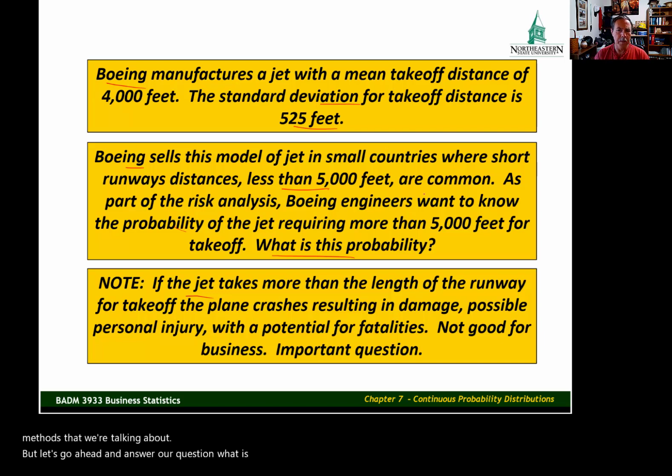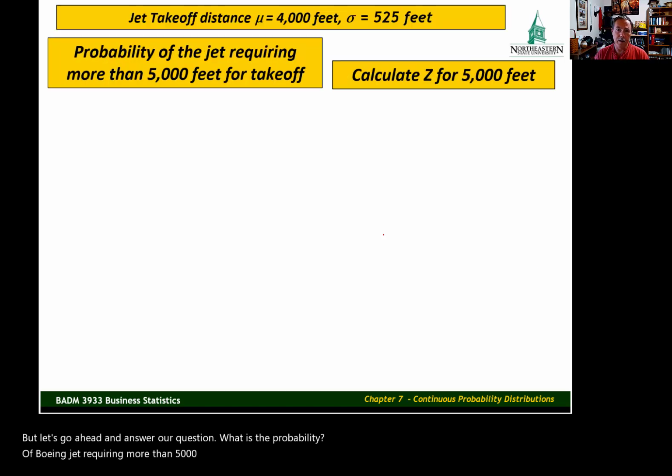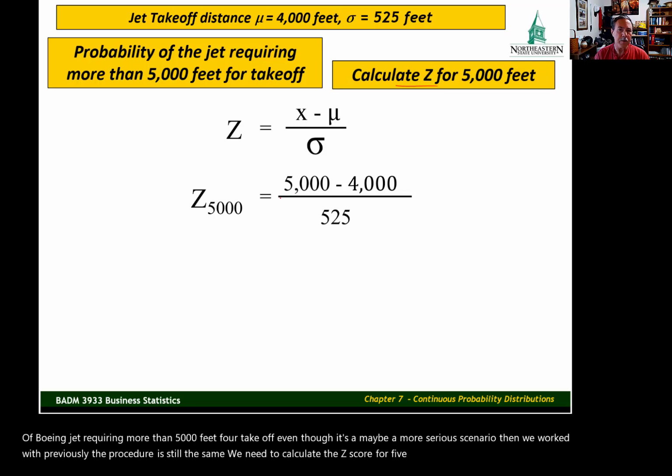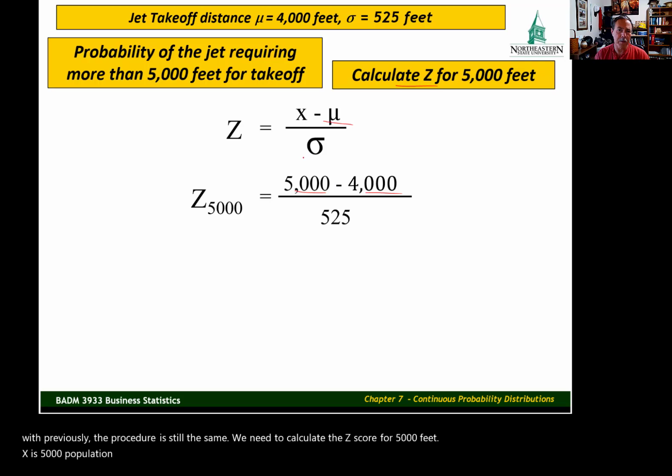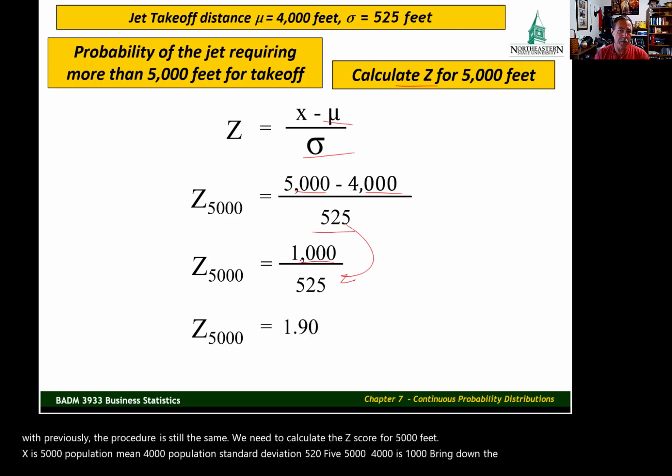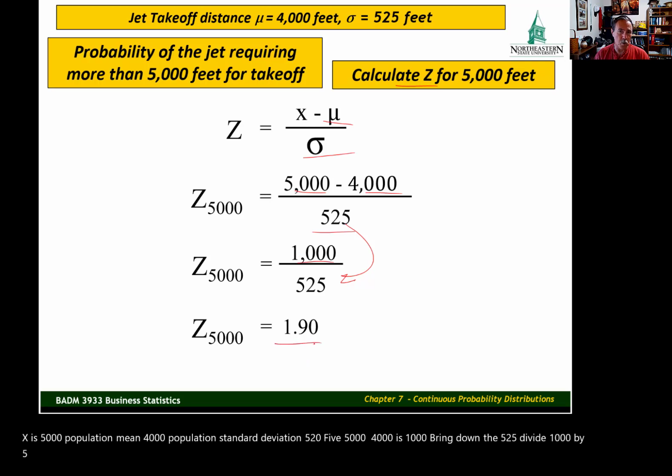What is the probability of Boeing's jet requiring more than 5,000 feet for takeoff? Even though it's a more serious scenario than we worked with previously, the procedure is still the same. We need to calculate the z-score for 5,000 feet. X is 5,000, population mean 4,000, population standard deviation 525. 5,000 minus 4,000 is 1,000, bring down the 525. Divide 1,000 by 525, we end up with a z-score of 1.90. That is the equivalent of 5,000 feet.